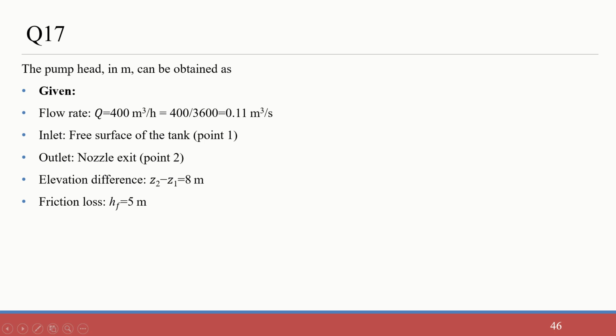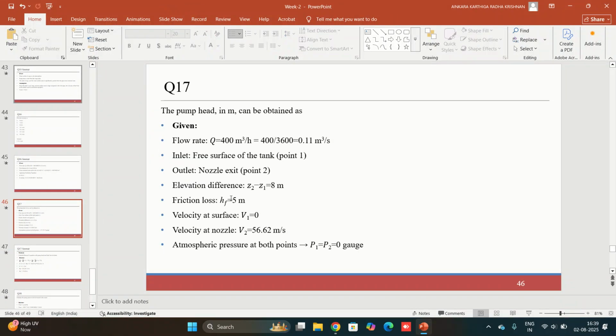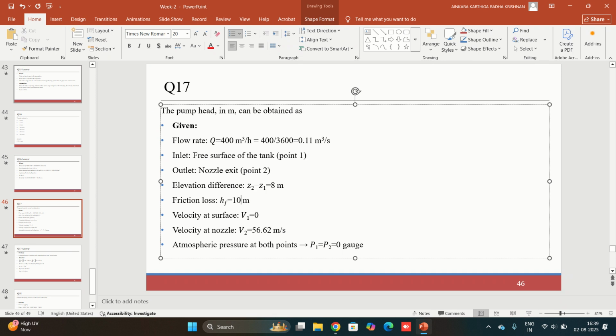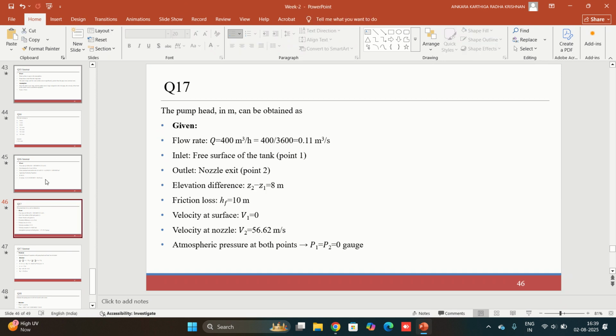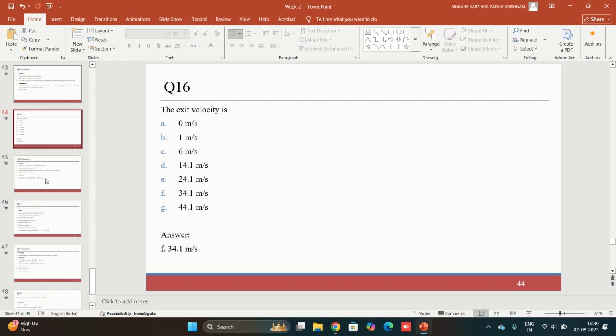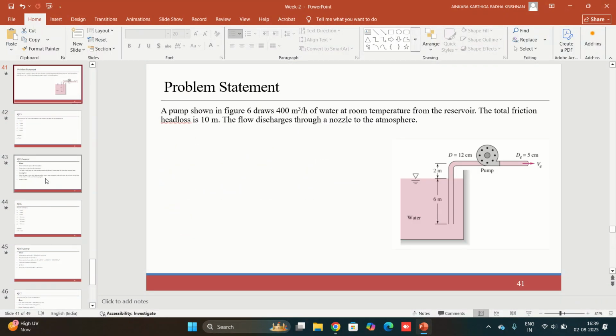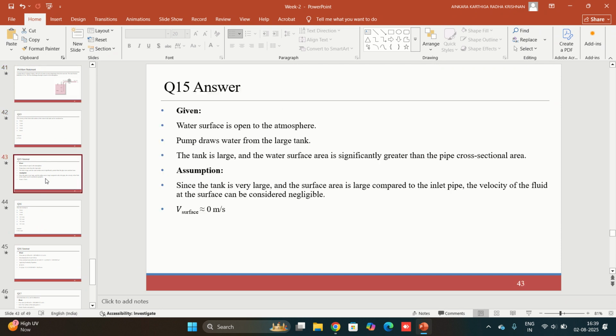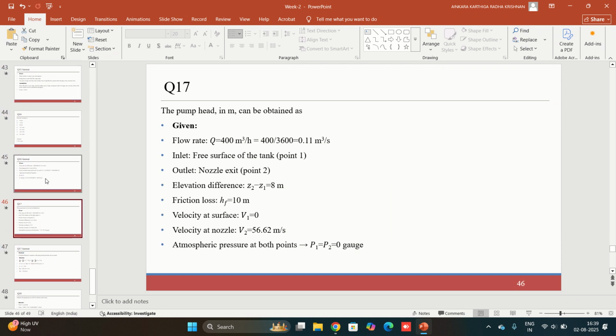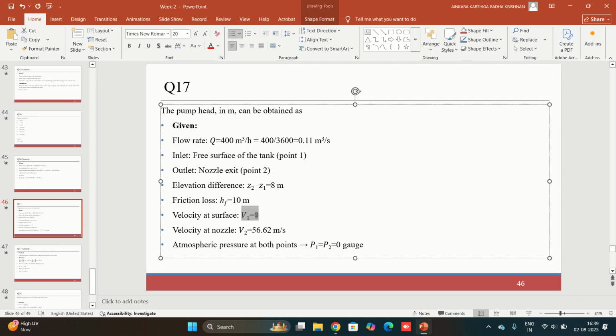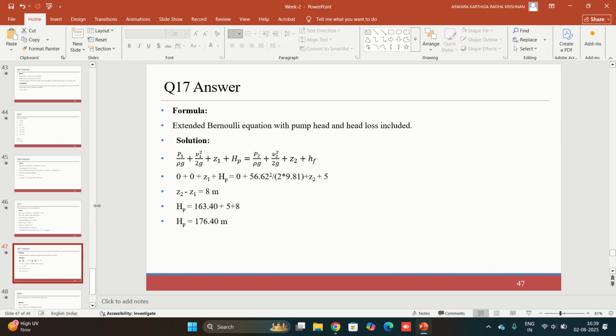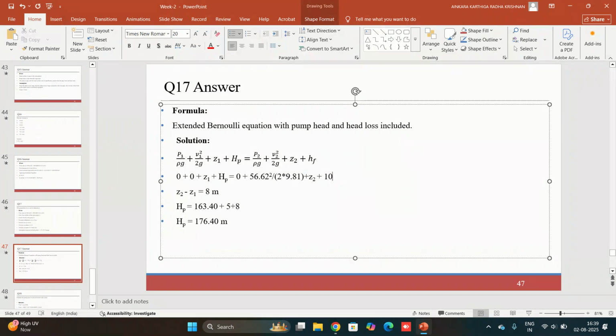Friction loss is actually 10 meter, not 5 meter. I just copied it. Friction loss is given as 10 meters, right? Friction head loss is 10 meters. V1, the velocity at the surface, is 0 and V2 is 56.62 meter per second. So there is atmospheric pressure at both the points. So now we are applying the extended Bernoulli equation with pump head and head loss included.